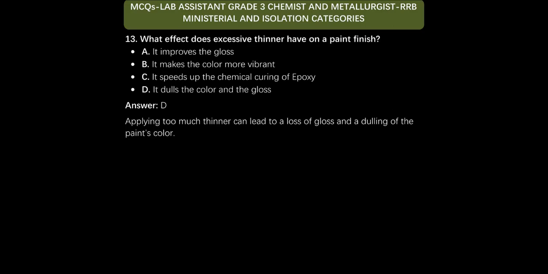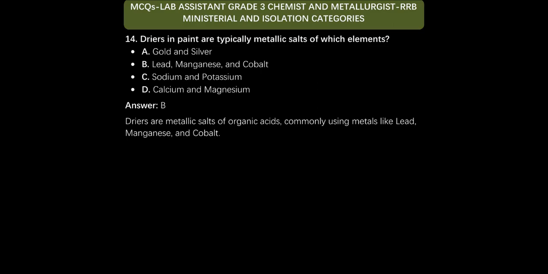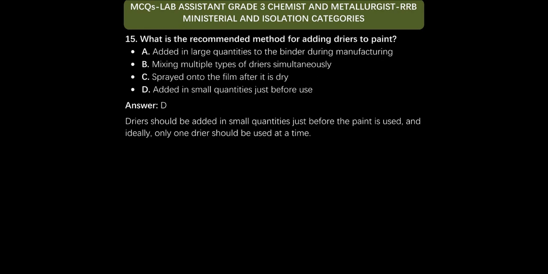What effect does excessive thickener have on the paint finish? Option D, it dulls the color and the gloss. Dryers in paint are typically metallic salts of which elements? Option B, lead, manganese, and cobalt. What is the recommended method for adding dryer to paint? Option D, added in a small quantity just before use.